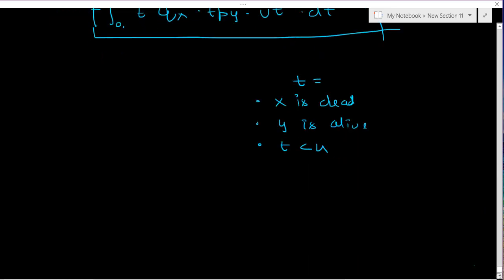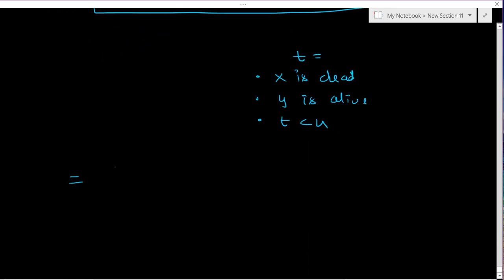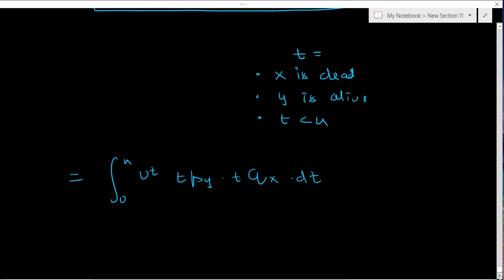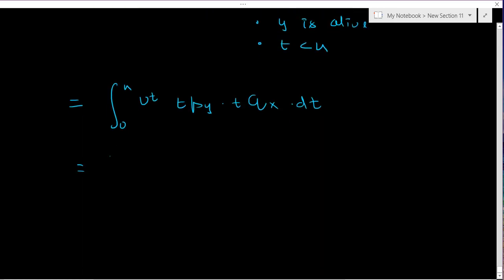Now, once you have this integral, the rest of the thing is very easy. Going from 0 to n, v to the power of t, tpy into tqx into dt. Now tpy is here, yes. tqx, now I cannot model it easily in form of q's. I have already told you this. So in order to simplify this, I'll have to take a p. So 1 minus tpx is what I take, dt.